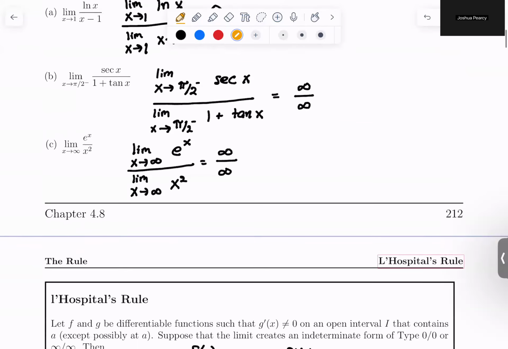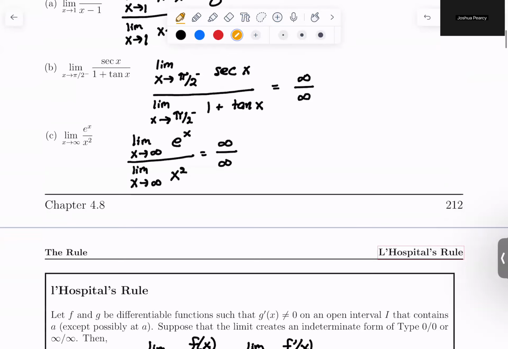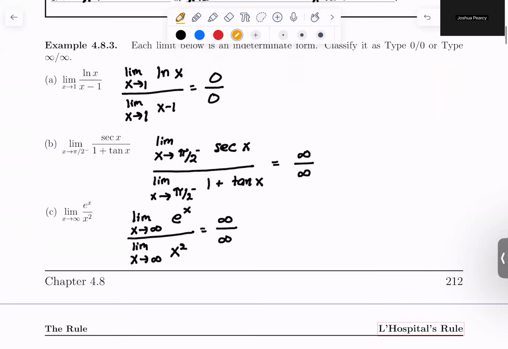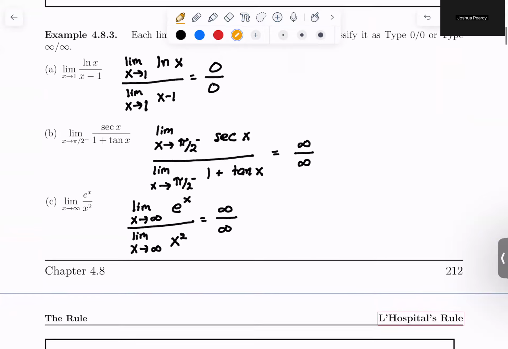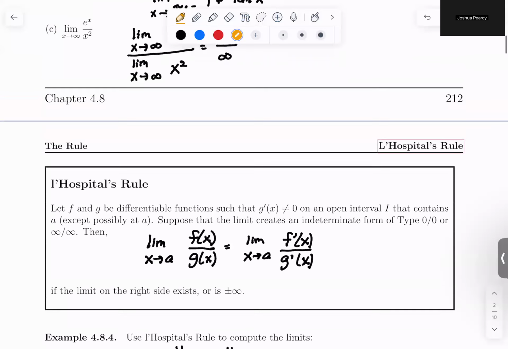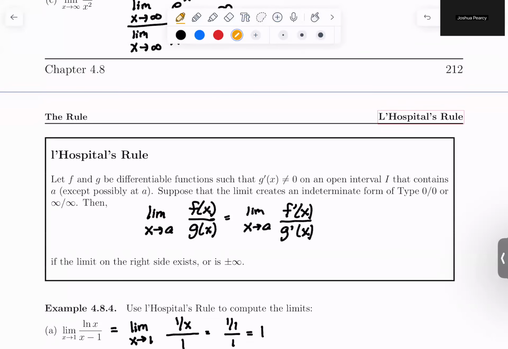And then part C here, the limit as x approaches infinity of e to the x over x squared. This one is infinity over infinity. So for each of these different types, 0 over 0 or infinity over infinity, we can find the limit of that expression by using what is called L'Hopital's rule. It says let f and g be differentiable functions such that the derivative of g evaluated at x is not equal to 0 on an open interval I that contains a. Suppose that the limit creates an indeterminate form of type 0 over 0 or infinity over infinity.